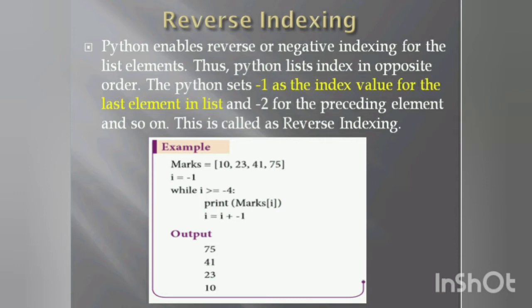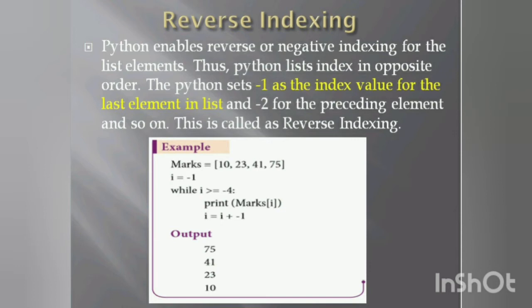Marks is equal to 10, 23, 41, 75. The same example, but here we are using reverse indexing, that is negative indexing. I is equal to -1, while I is greater than or equal to -4. Here the condition is greater than or equal to -4. Then print marks of I, then I is equal to I plus -1.